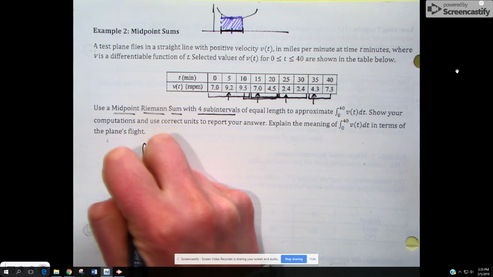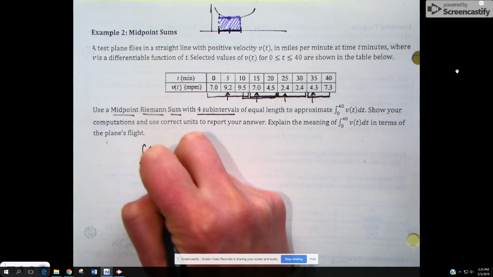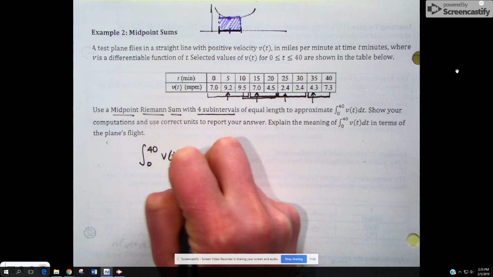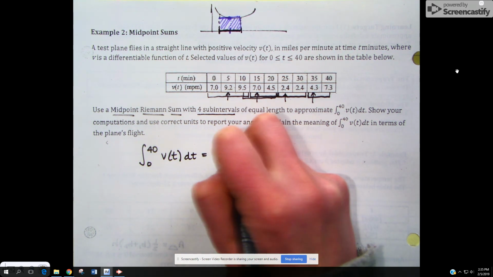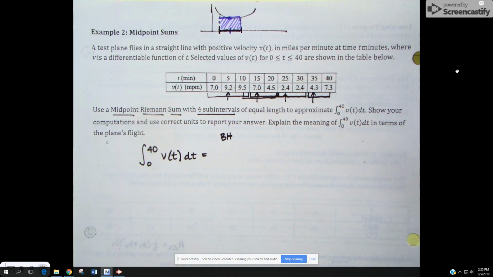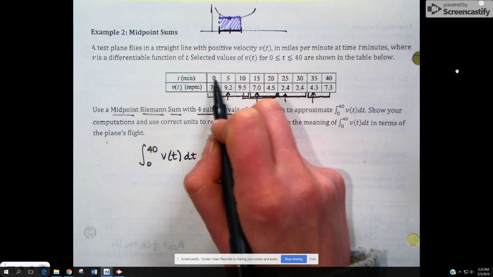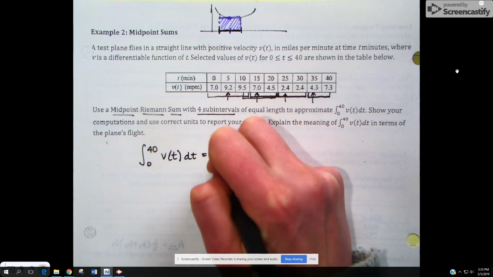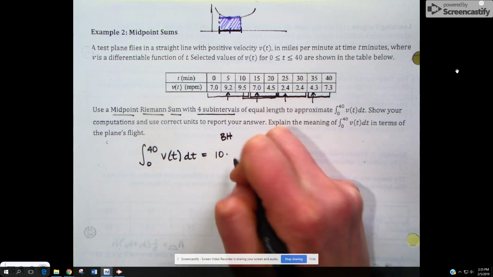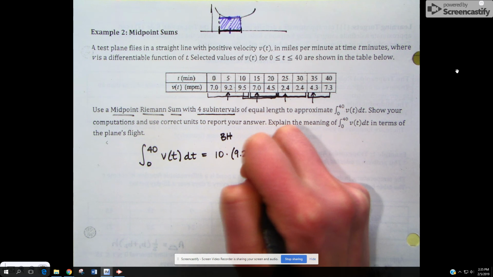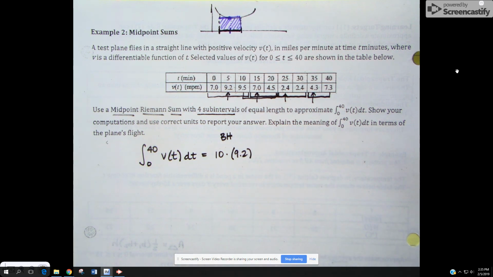If I want to integrate from 0 to 40 of v of t using this midpoint Riemann sum, then I would set it up just like we did with upper, lower, right, and left. I'm using rectangles, base times height. So for that first interval from 0 to 10 minutes, I have a 10-minute span. And out of those 3 numbers, I'm going to choose the 9.2. I'm going to determine the value of my function at the midpoint, so 9.2.